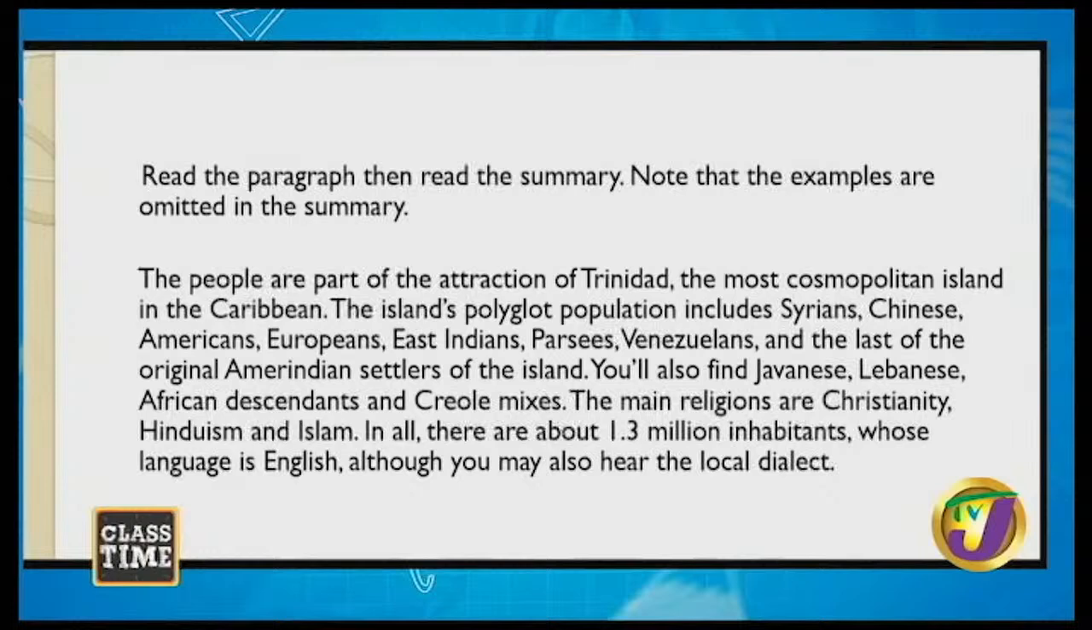The people are part of the attraction of Trinidad, the most cosmopolitan island in the Caribbean. Is that true? The island's polyglot population includes Syrians, Chinese, Americans, Europeans, East Indians, Parsis, Venezuelans, and the last of the original Amerindian settlers of the island. You'll also find Javanese, Lebanese, African descendants, and Creole mixes. The main religions are Christianity, Hinduism, and Islam. In all, there are about 1.3 million inhabitants whose language is English, although you may also hear the local dialect.